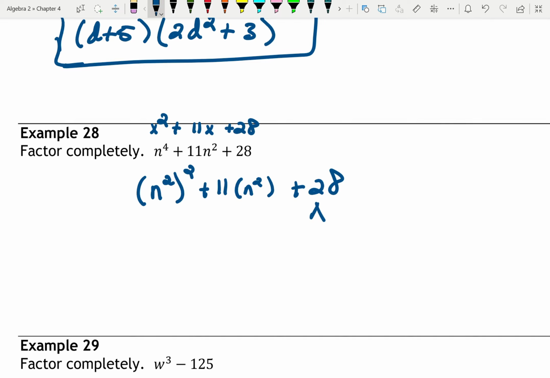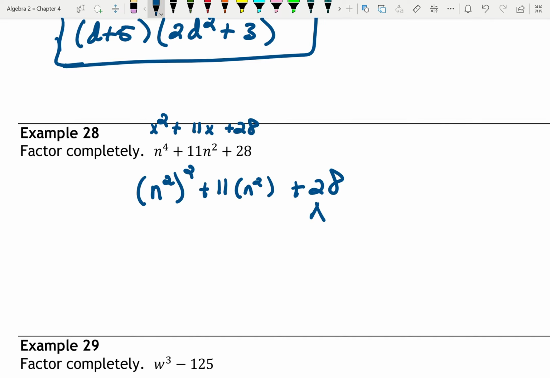And I am thinking 7 times 4. 7 times 4 is 28, 7 plus 4 gives me 11. So I'm going to have two sets of parentheses here, n squared plus 7, and then n squared plus 4. Now I see the 4 there, and that rings alarm bells for difference of two squares, but there's a plus there, so it's not a difference, it would be a sum. So that doesn't apply with that formula there. So this is going to be our final answer.